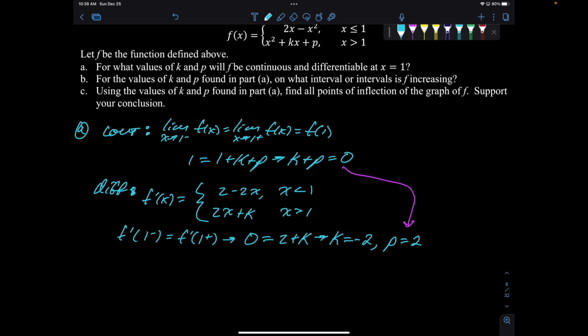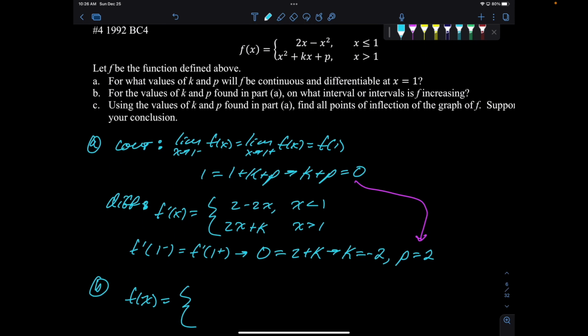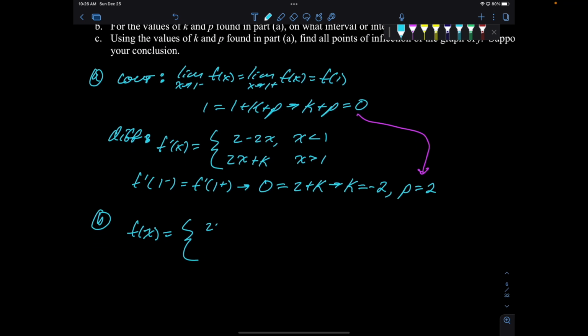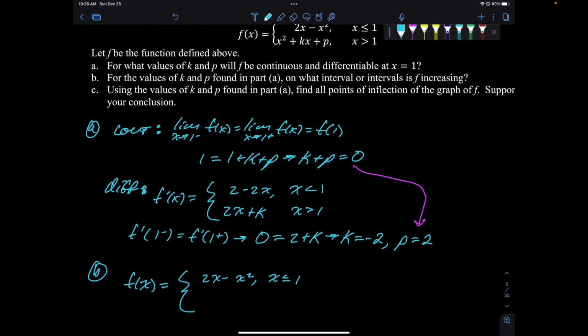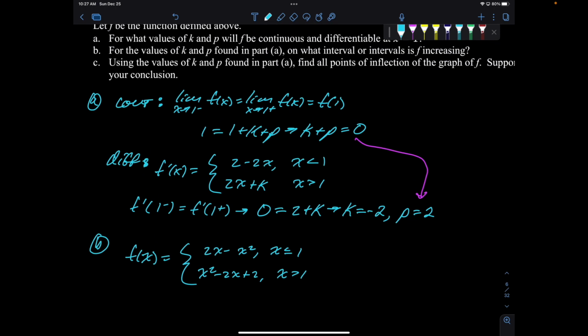For the values of k and p found in part A, on what intervals is f increasing? So let's write this thing. f of x is 2x minus x squared when x is less than or equal to 1, and then it's x squared minus 2x plus 2 when x is greater than 1. And we're looking for when this thing is increasing.